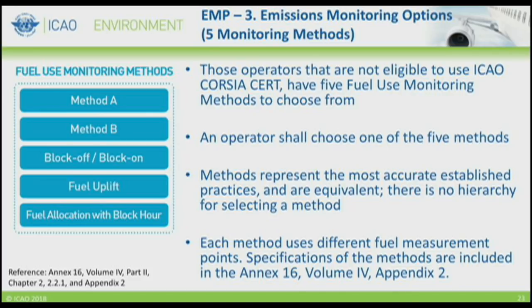And as mentioned, there are 5 methods because there needs to be flexibility for the operator to choose an appropriate method for that operator in order to make the monitoring of CO2 emissions as efficient as possible. The specifics of all these 5 methods are outlined in Appendix 2 of the Annex 16, Volume 4. So you can always go to Appendix 2 and check the details of the monitoring methods. It should also be noted that there are 5 methods, but they are equal. There's no hierarchy between the methods. The experts have assessed each of these methods, and they have concluded that all of the 5 methods are within certain ranges of accuracy.